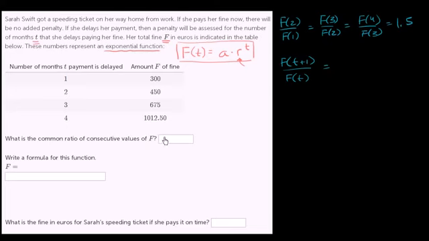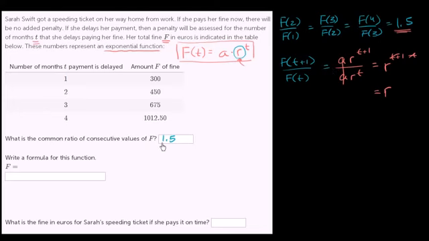And just to make it clear why this r right over here is called the common ratio, let's do this general form. f of t plus 1 is just going to be a times r to the t plus 1 power. And f of t is a times r to the t power. So what is this going to be? This is going to be r to the t plus 1 minus t, which is just r to the first power, which is just equal to r. So this variable r is going to be equal to this common ratio.